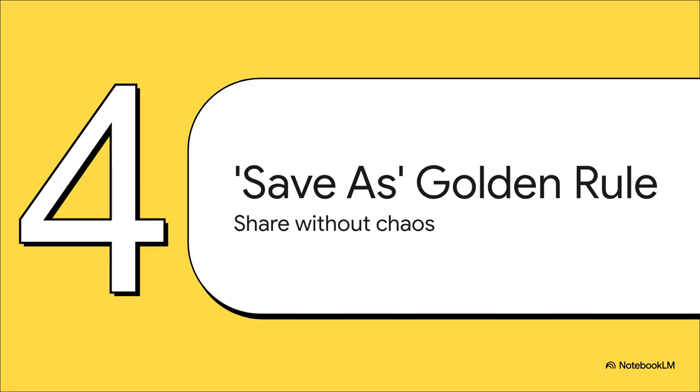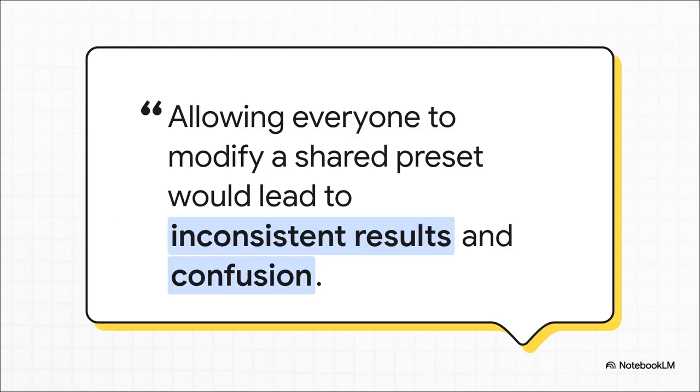Okay, this brings us to our final and maybe most important section, especially if you work in a team. Let's call it the Save As Golden Rule. This is all about how you can share presets and collaborate beautifully without creating a mess. The thinking behind this rule is really simple. I mean, just imagine if anyone could go in and change a shared public preset. It would be total chaos, right? Your weekly team performance report would look different every time someone opened it. The system is designed specifically to prevent that kind of confusion.